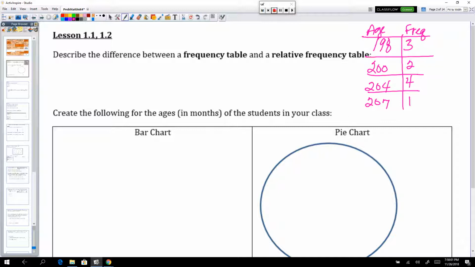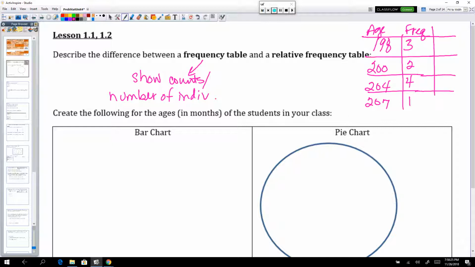So, to answer our first question, the frequency table, that shows the counts, or the number of individuals. And do you remember what relative frequency was? Hopefully everybody's muttering to themselves, yeah, relative frequency was just the percentages, right? Relative frequency, if you were to add a column here for relative frequency, you could just say what percentage of people were 198 months old. And how might you do that? How would you find the percentage?